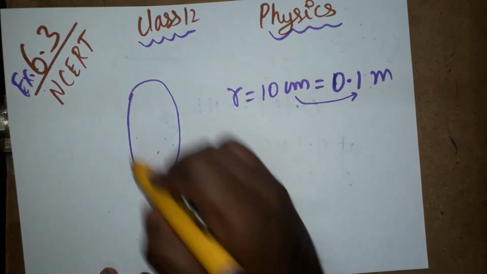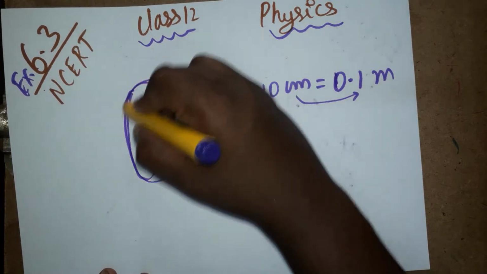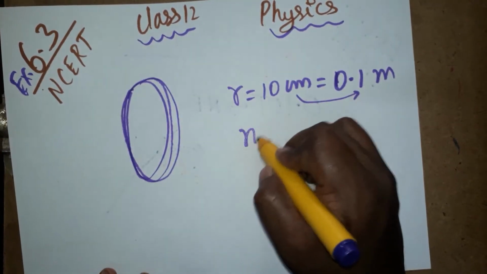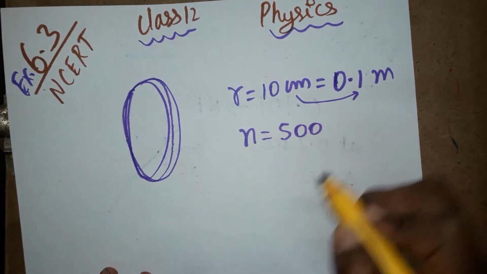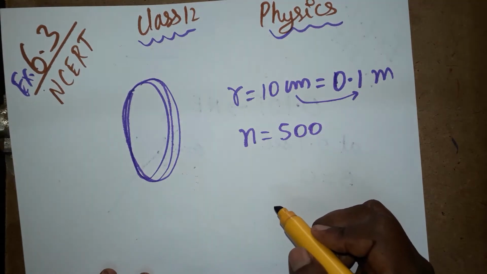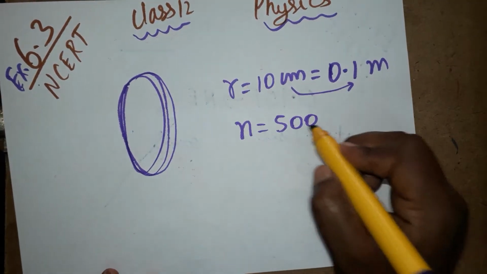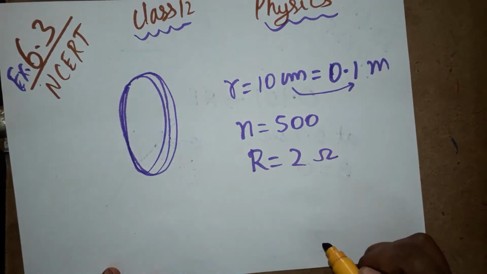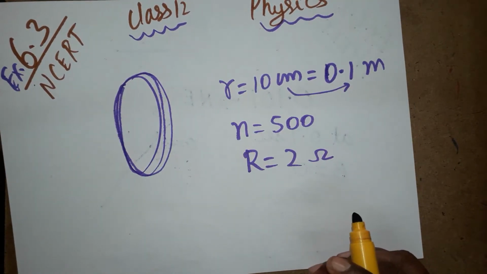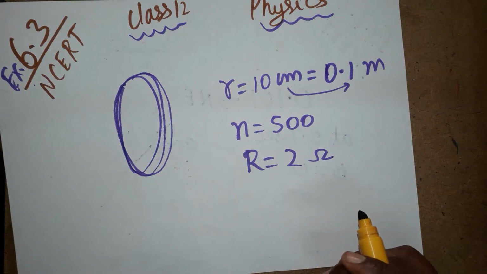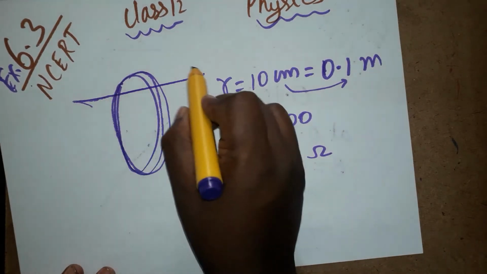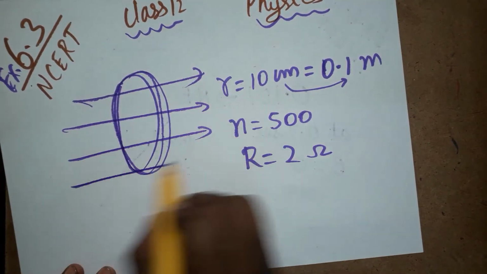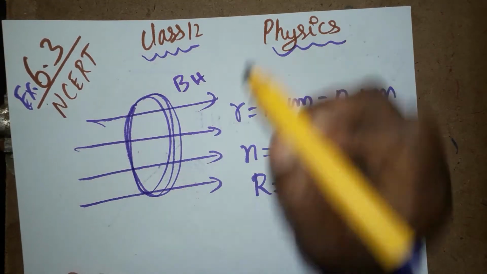The number of turns, the number of coil, is going to be 500. There is no unit for 500. The resistance of the coil is going to be 2 ohms. And initially it is placed perpendicular to the horizontal magnetic field, the earth's magnetic field, BH.